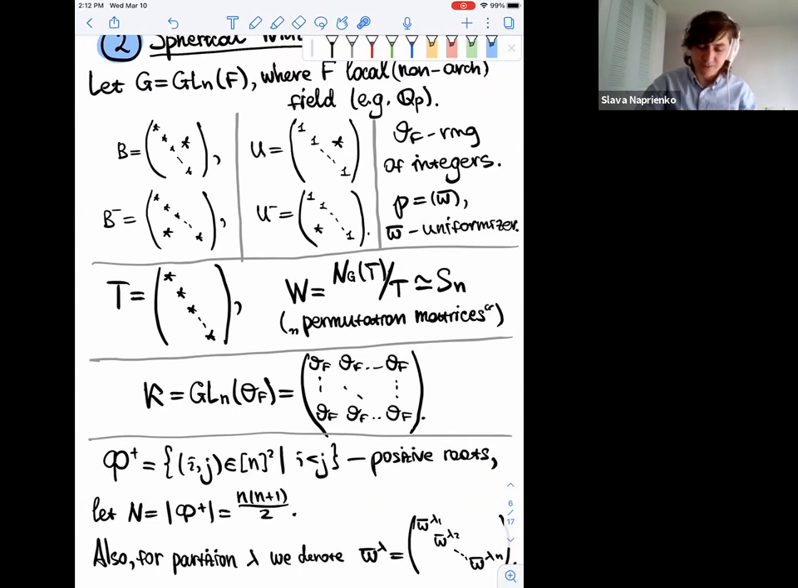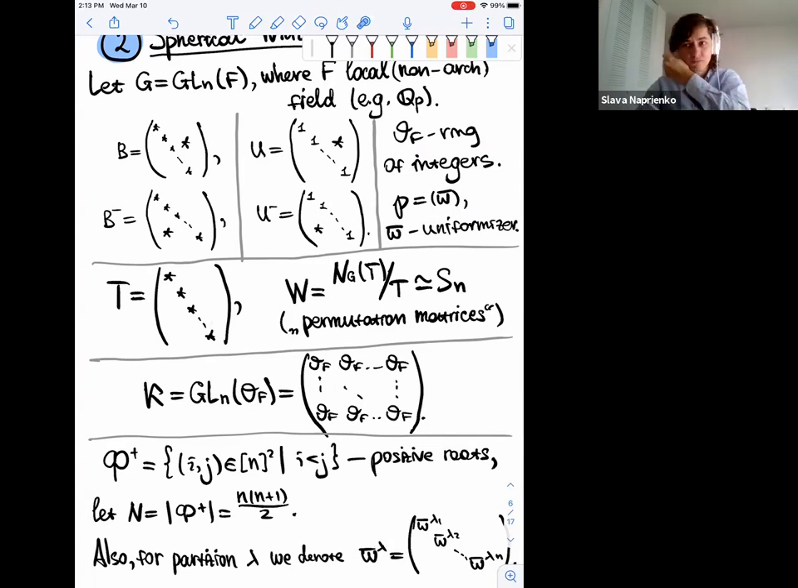So what I have: my group is GL_n over a non-Archimedean local field. You can think of p-adic numbers. I have the standard Borel group, which is just upper triangular matrices. I have the standard unipotent radical, which is upper triangular matrices with ones on the diagonal. I have the opposite ones, which is just lower triangular instead of upper triangular. For my field, I have the ring of integers, this is my maximal ideal in my ring of integers, and this is the uniformizer, so very standard.